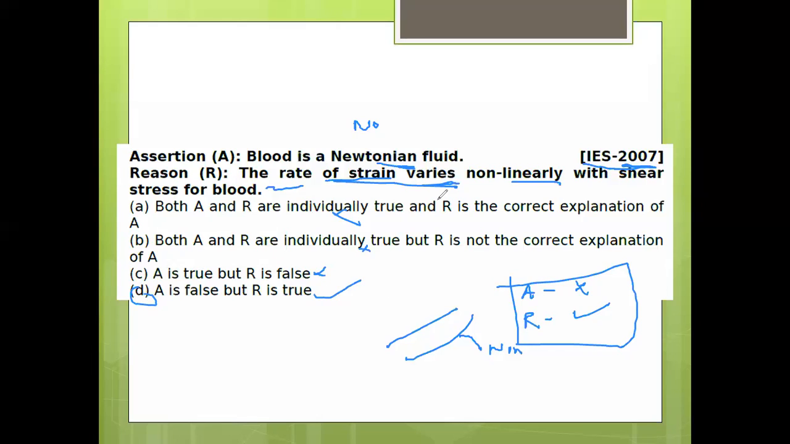Okay. So let us see how many of you have given the answer option D.